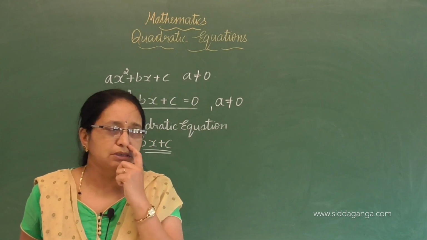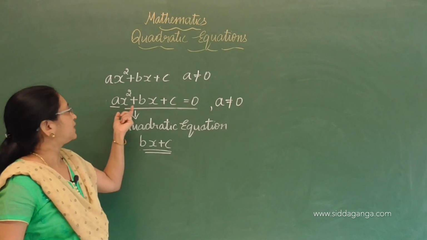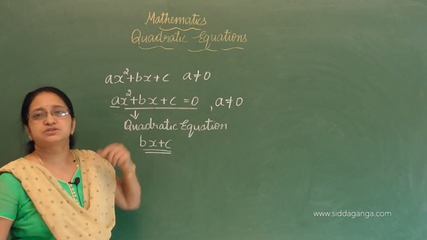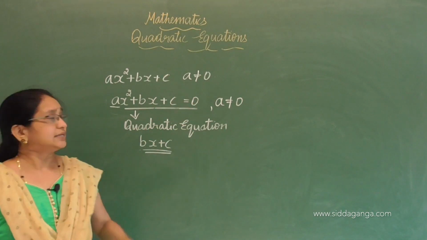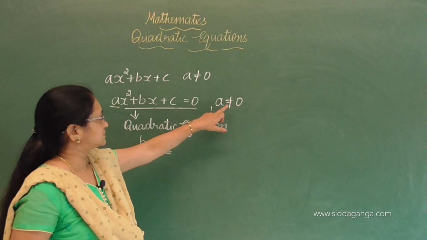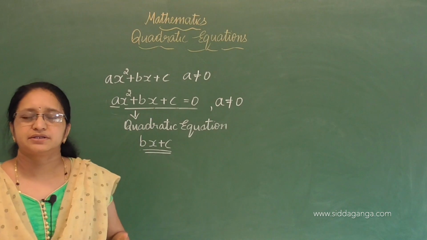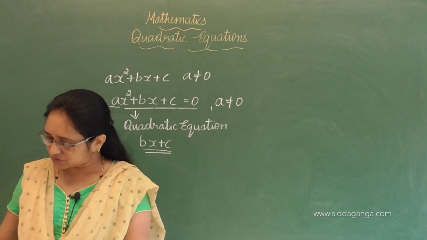And you all know the condition, that it should be in the form ax square plus bx plus c is equal to 0, where a is not equal to 0. If a is equal to 0, then this won't be a quadratic equation. So this we are going to study.